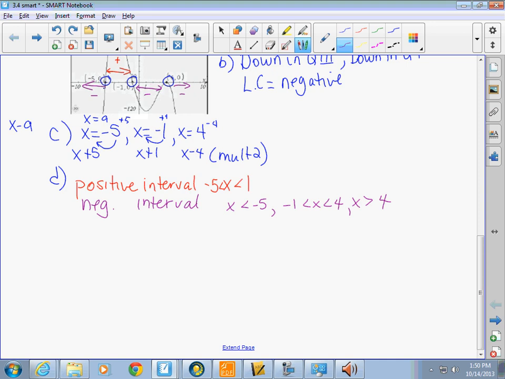Okay, so when it's asking you to describe the graph, that's all where the positive and negative intervals are. That's all you're doing, is you're looking to see when is it positive and when is it negative. Okay.